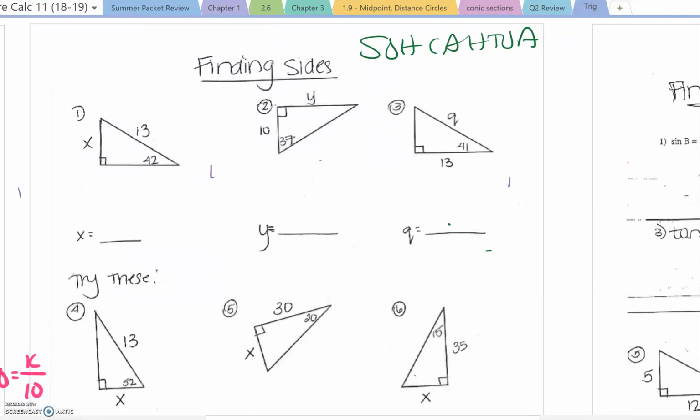So if you remember from last year, you would look at your reference angle, you would figure out what's opposite, what's the hypotenuse. So in this case, you would be using sine. Sine of 42 equals what over 13? Remember, the sine of 42 is just a very crazy decimal. So if you wanted to solve for x, you would multiply by 13. That would become 1. You would multiply this by 13.